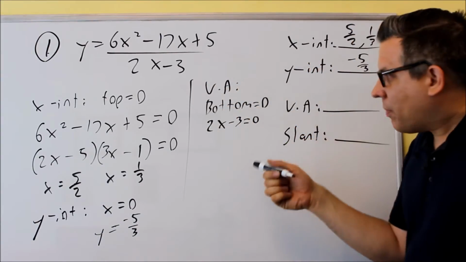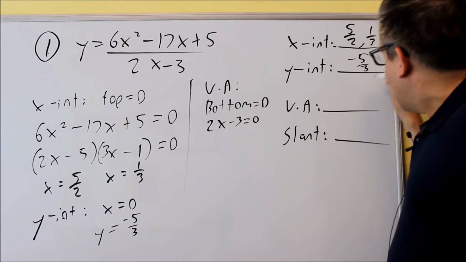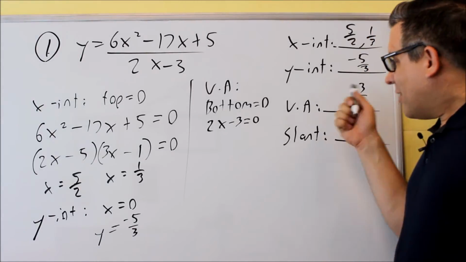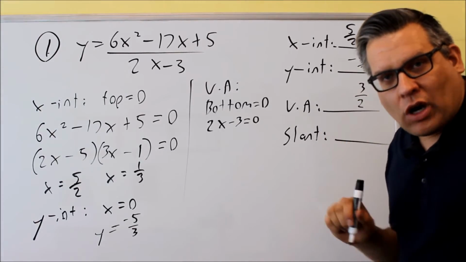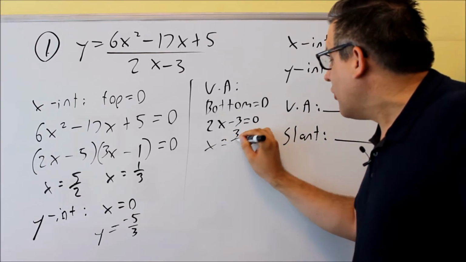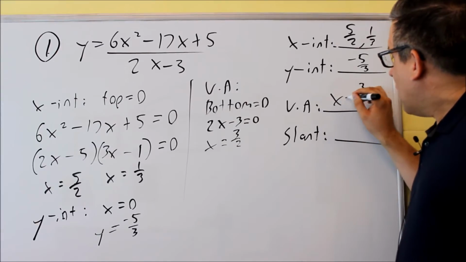Now when I do, I'm going to get 3/2. Now a common mistake is people will just put 3/2 down for the vertical asymptote. This is actually incorrect. The reason why is because this needs to be an equation of a line. So when you solve it, you'll have an x equals that comes in front. You need to put the x equals there.